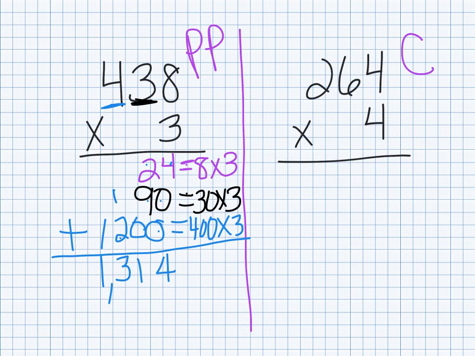There's partial product. Here's the compact method. I'm going to start here. 4 times 4 is 16. Carry the 1. Circle it. 4 times 6 is 24. Plus 1 more is 25. Put my 5 down. Carry my 2. Circle it. 4 times 2 is 8. Plus 2 more is 10. So both methods get us to an answer.